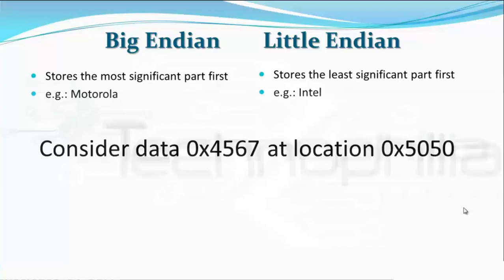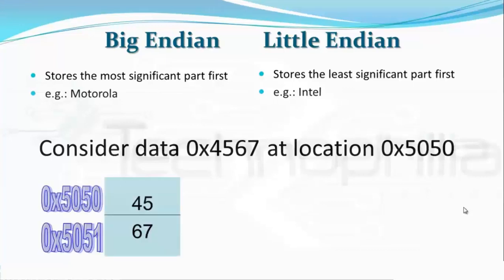In big endian system the MSB part of the data, that is 45, is getting stored in the lower memory location, that is 0x5050, and the LSB part, that is 67, is stored in the higher memory location, that is 0x5051. Simply you can say the big endian system stores MSB part first, then stores the LSB part.